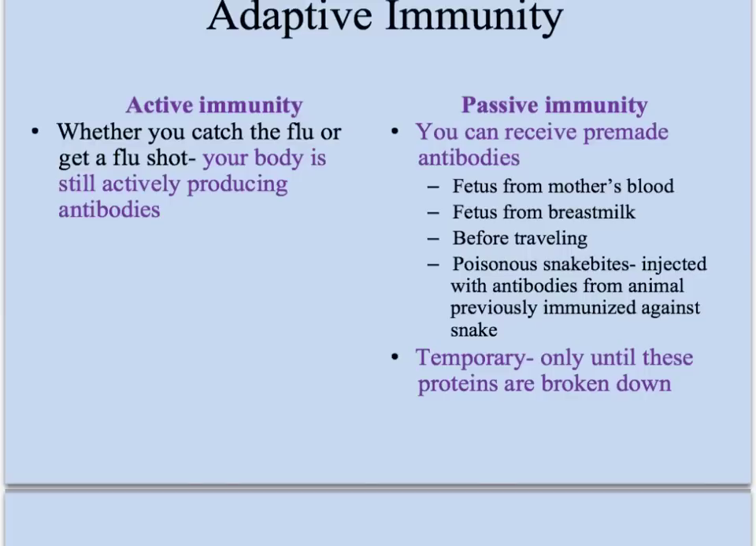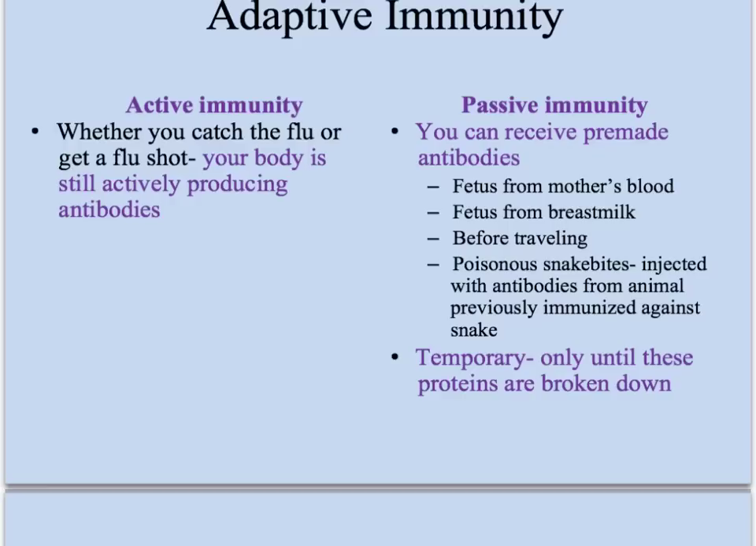Okay, so adaptive immunity, you can have active immunity or passive adaptive immunity. Active immunity, whether you catch the flu or get a flu shot, which, remember, is the inactive or dead pieces of that virus or bacteria, your body is still going to actively produce the little antibodies against that disease, okay? It's going to actively produce the antibodies.